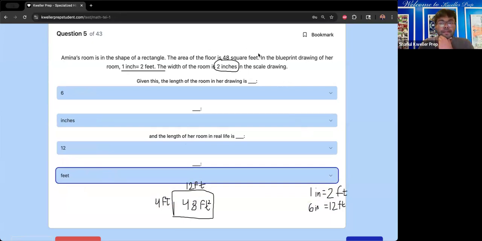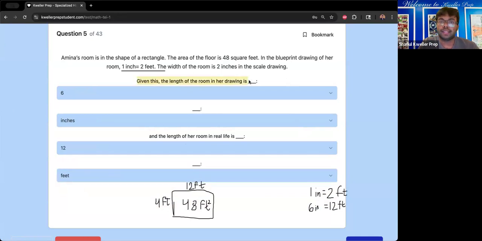Okay, let's move on. This one is pretty simple. You just have to look at the wording again. It says length of the room in a drawing, length of the room in real life.